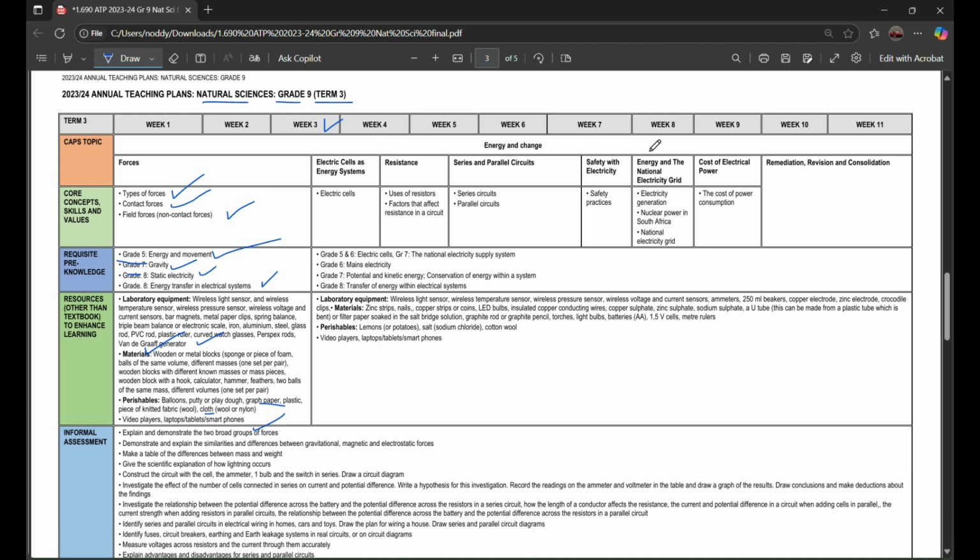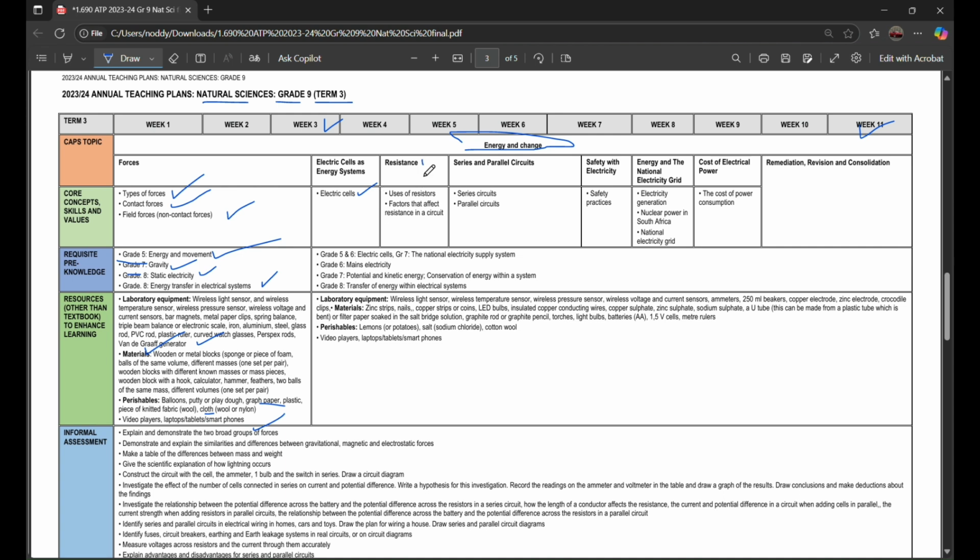So within the third week to the 11th week, we are going to be learning about the electrical cells as energy systems in the energy and change topic. Here you're going to be learning about the electrical cells.